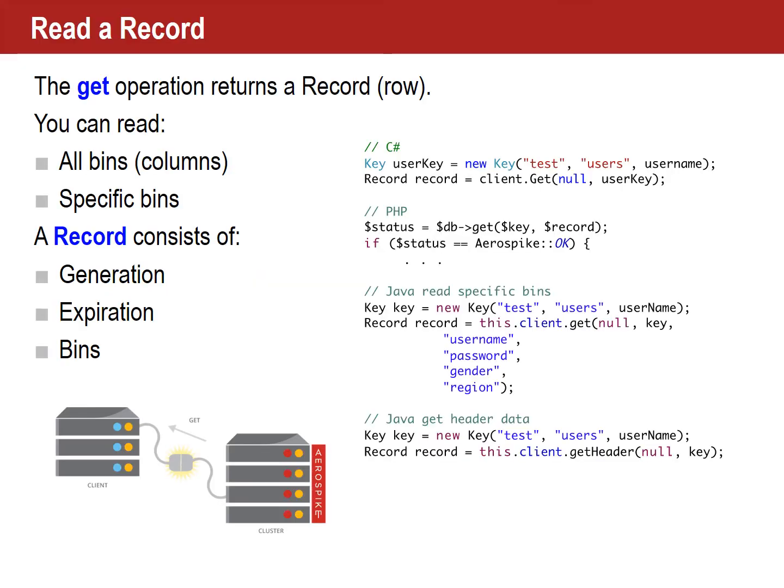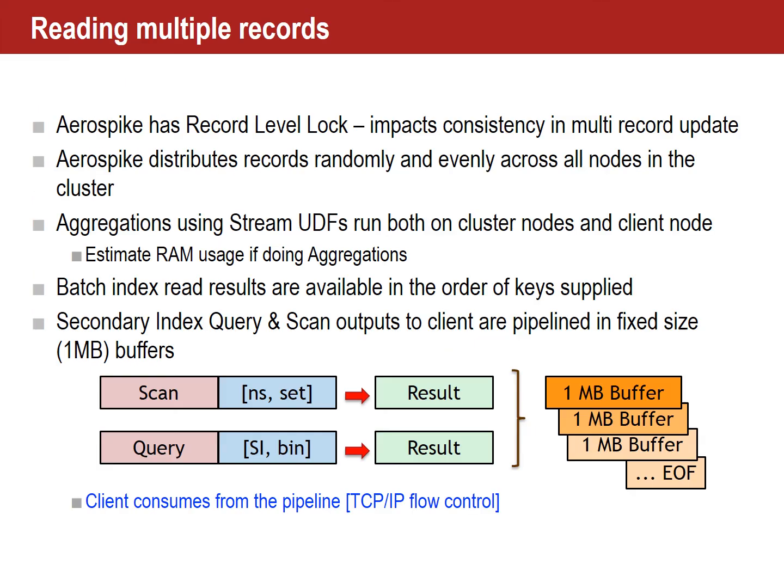Now let's look at the read operations. On the read side, you have the get operation. Again, you pass the key object and then the data will be fetched from the server and you consume the data. You can choose to read specific bins only to reduce the network bandwidth usage. You can read multiple records using our batch index read. You can also do secondary index queries or scan all records in a namespace and optionally just a set within a namespace. You can also do predicate filtering.